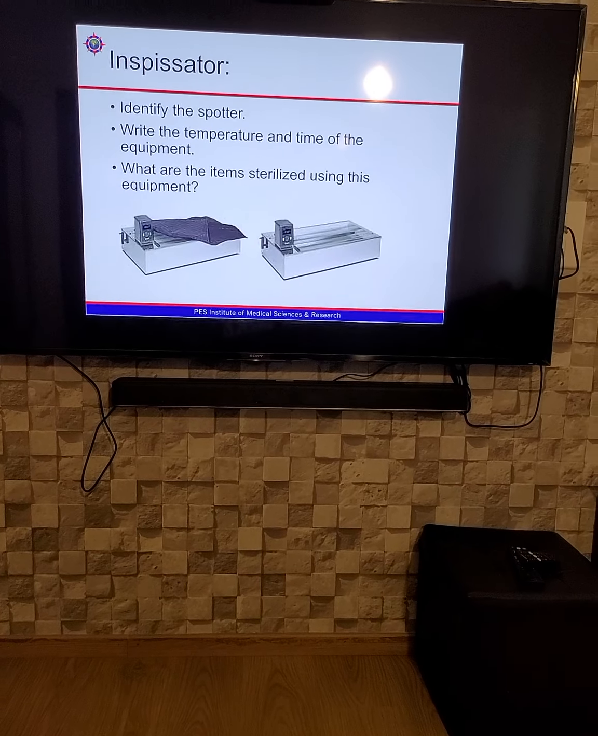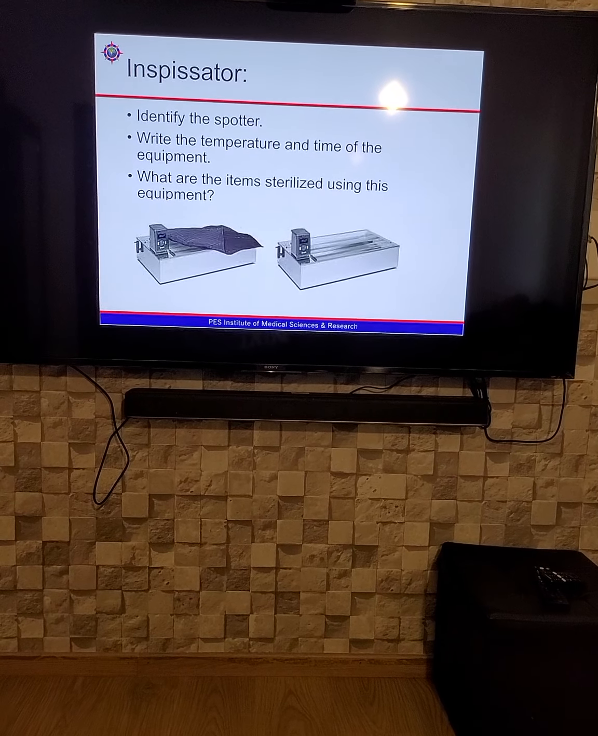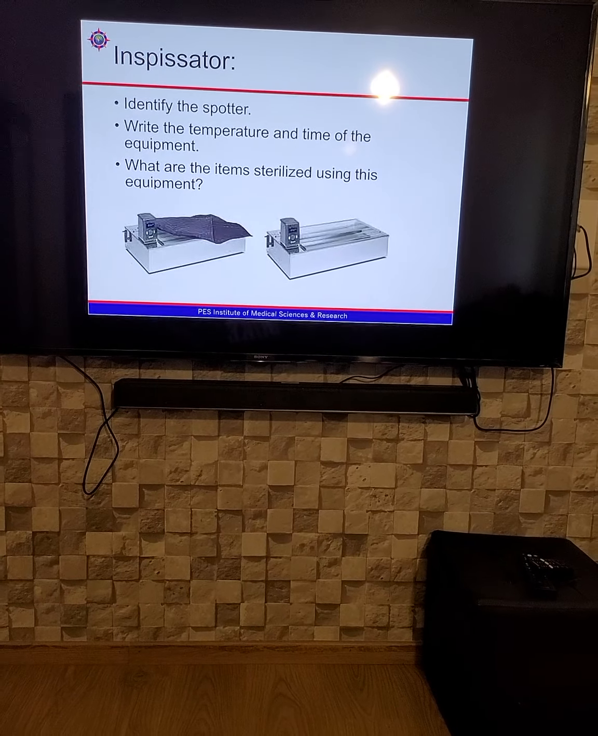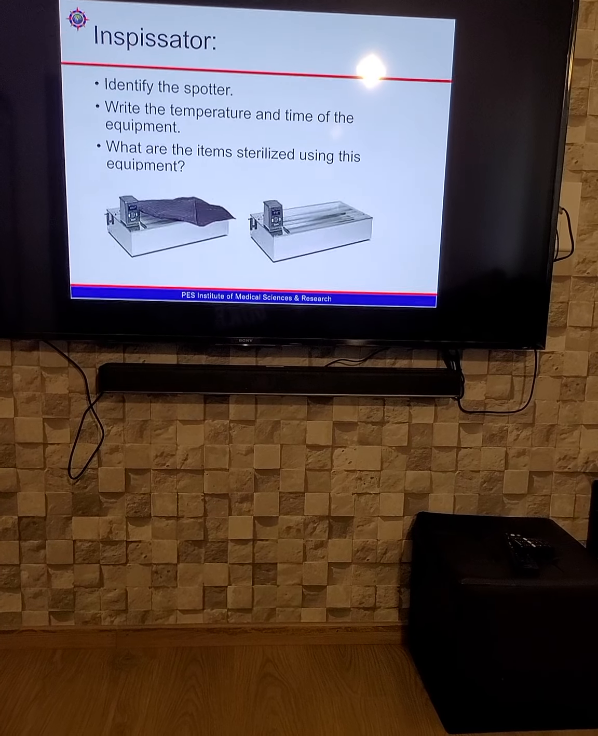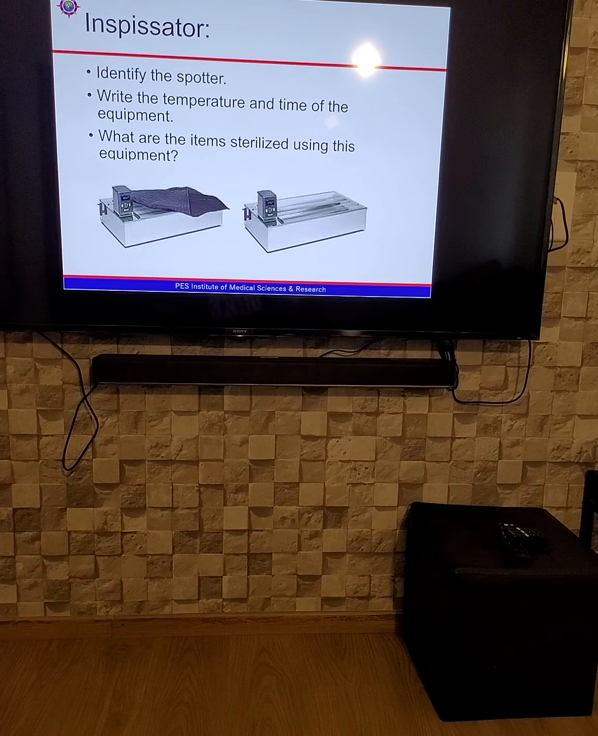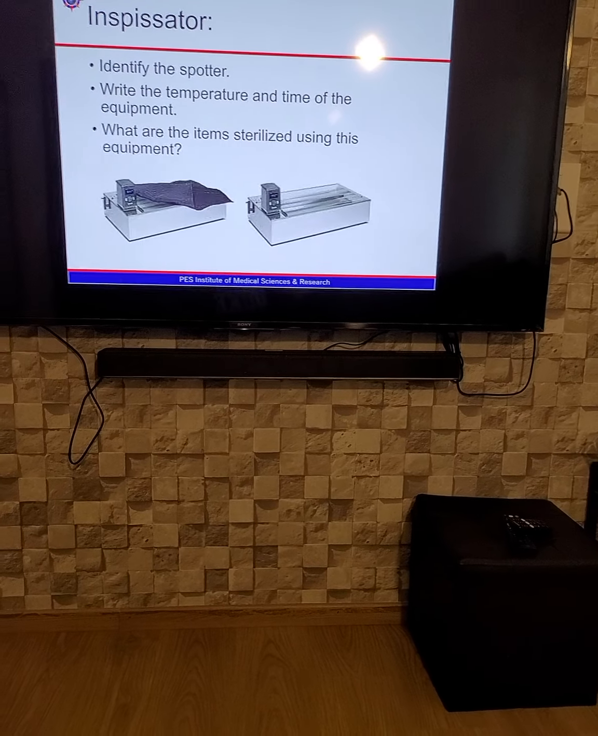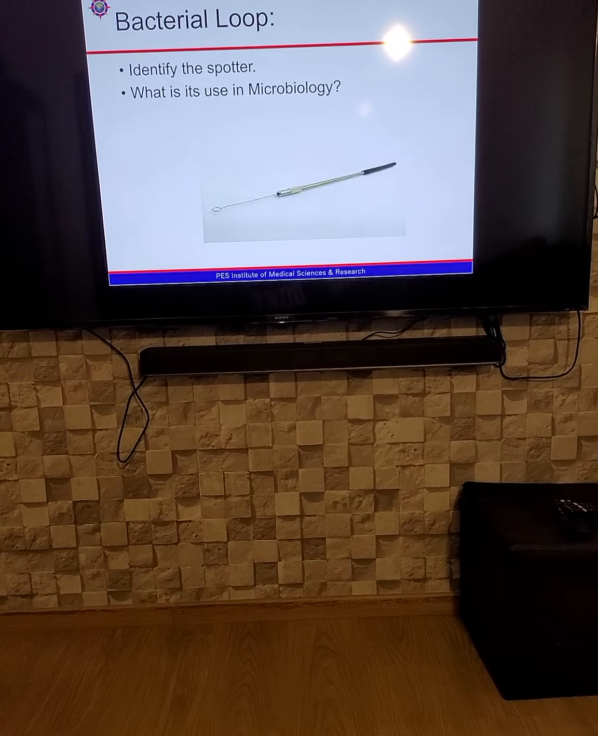And this is inspissator, 80 degrees centigrade for 3 successive days. First day, vegetative forms get killed. Second day, all spores are transformed to vegetative forms. If spores are transformed to vegetative form, they get killed. It's used for sterilization of LJ medium and Loeffler serum slope.